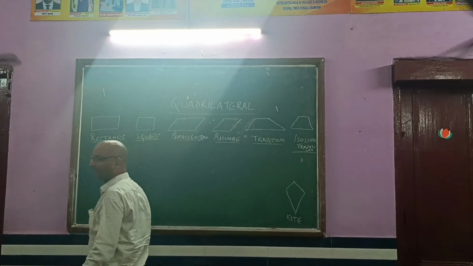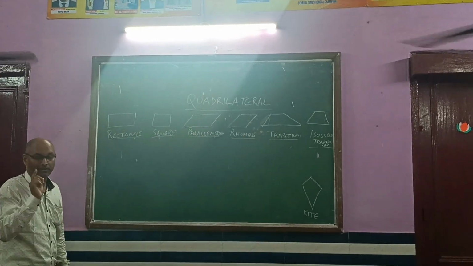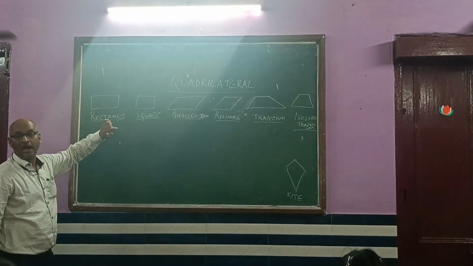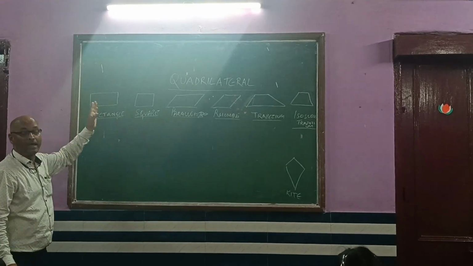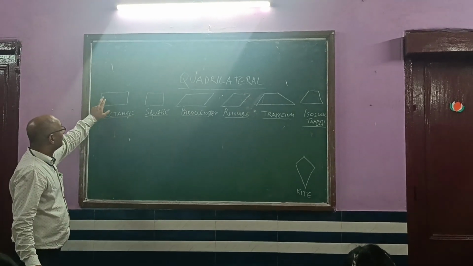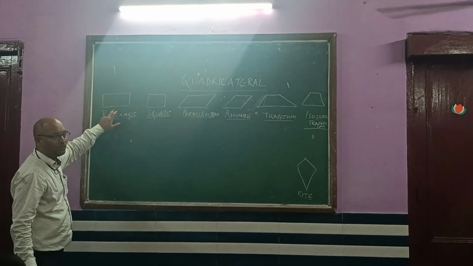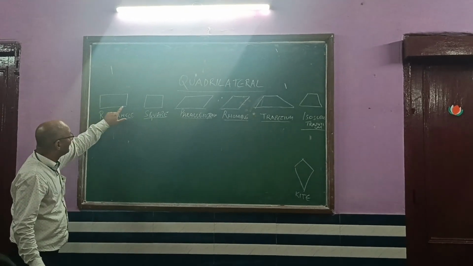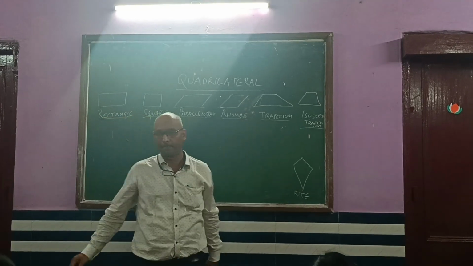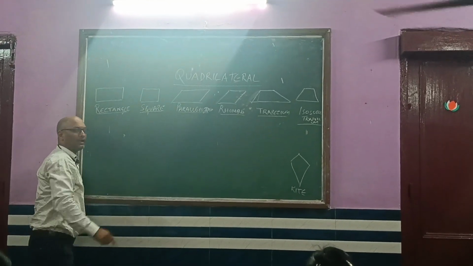So rectangle. What is a rectangle? A rectangle is a quadrilateral whose opposite sides are equal and parallel. Is that clear? A rectangle is a quadrilateral whose opposite sides are equal and parallel. All angles are 90 degree and diagonals bisect each other.